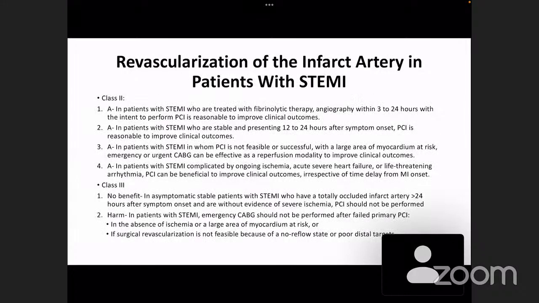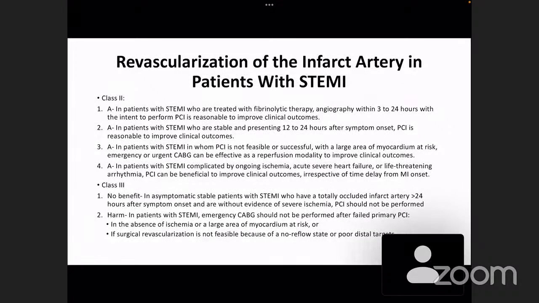Class 2 indication also for the revascularization of the infarcted artery in STEMI. Class 2A: in patients with STEMI who are treated with fibrinolytic therapy, angiography within 3 to 24 hours with the intent to perform PCI is reasonable to improve the clinical outcome.